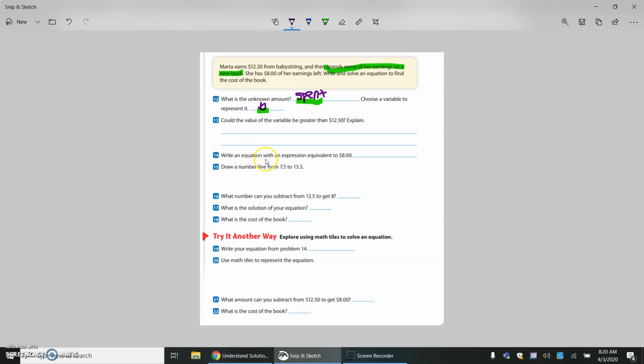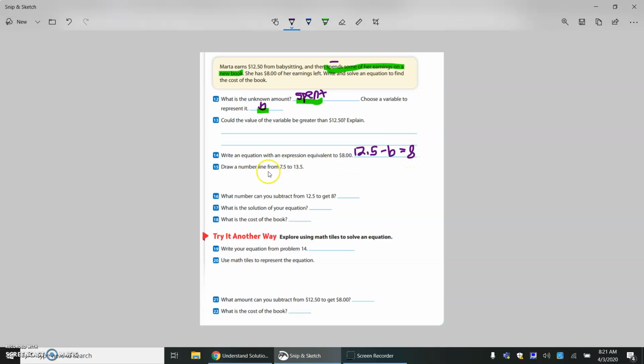Okay, write an equation with an expression equivalent to $8. So we have our variable, we have the total amount. We know that when we spend money, it's subtracting. So we have 12.50. I'm not going to write the 0. Remember, it's just a placeholder. So 12.5 minus b. And we know this equals 8.